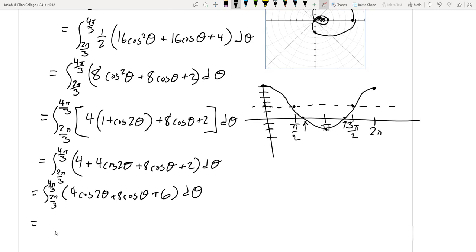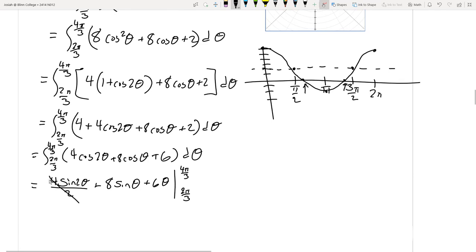We're going to, remember, divide by 2 here. We've got 4 sine of 2 theta over 2. And remember, if we're integrating cosine, we don't have to change the sign. Plus 8 sine of theta plus 6 theta. And now we're going to evaluate this from 2 pi thirds to 4 pi thirds.